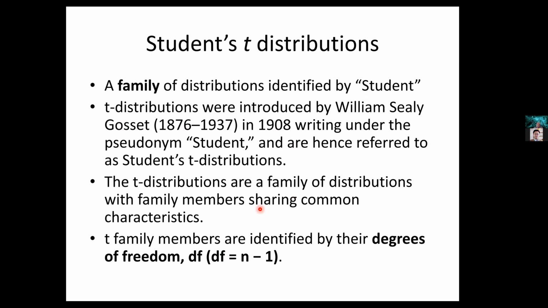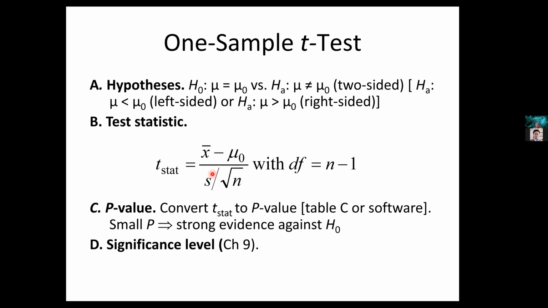The t distributions are a family of distributions, family members sharing common characteristics. T family members are identified by degrees of freedom, which is the DF. DF is the sample size minus 1. That means you calculate the DF as n minus 1.